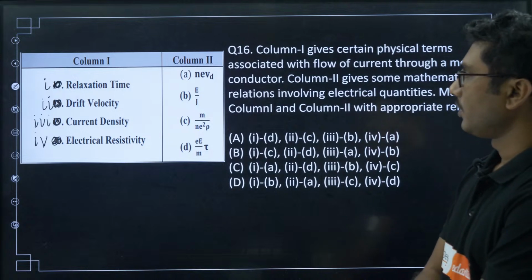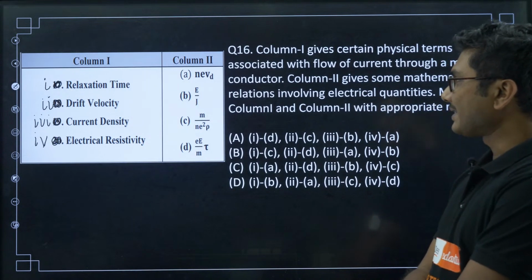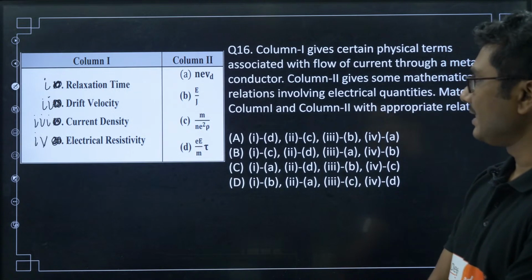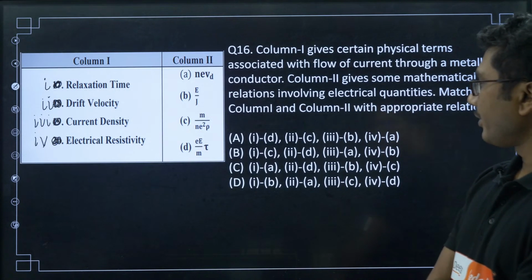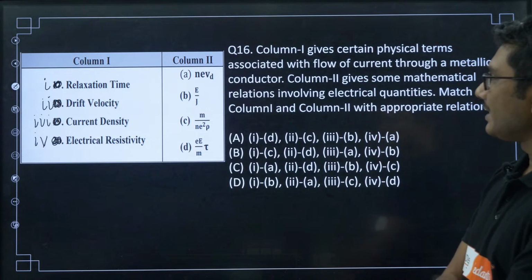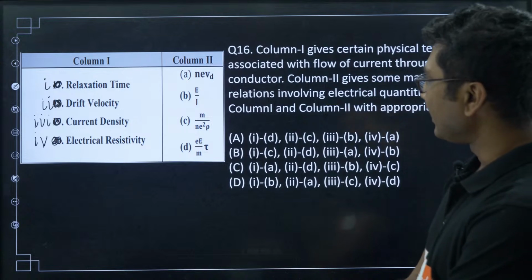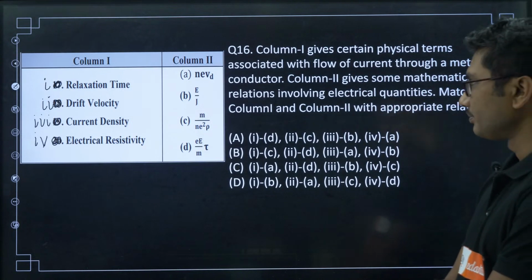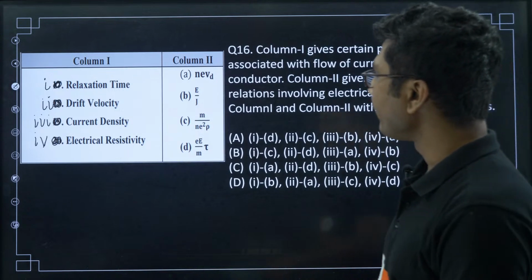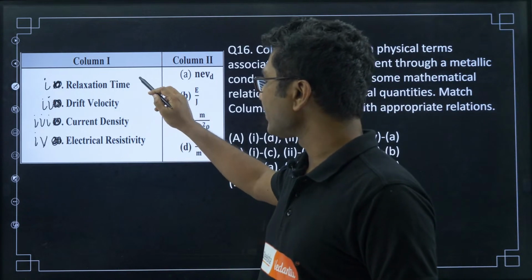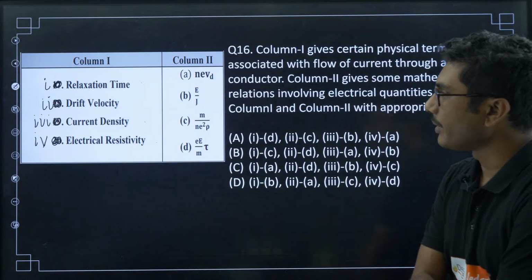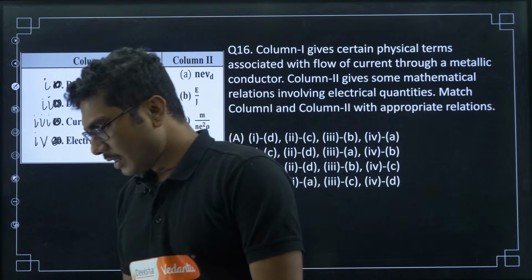Now relaxation time is easy. Drift velocity may be slightly tricky. Current density is easy. Electrical resistivity is also easy. So if you leave drift velocity, first try to find these three terms, what the relationship is, and based on that we can find it.